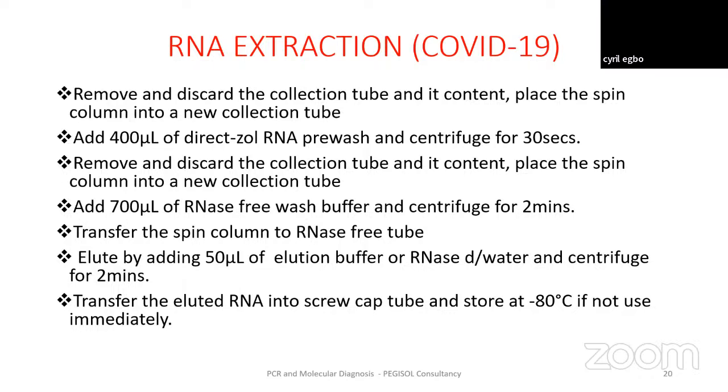Then you place the spin column into a new collection tube. Then you add another 400 and centrifuge for 30 seconds. So you are repeating it twice. And then after which you discard the contaminant and you place it in a new collection tube. Then you add 700 microliter of RNA wash buffer.